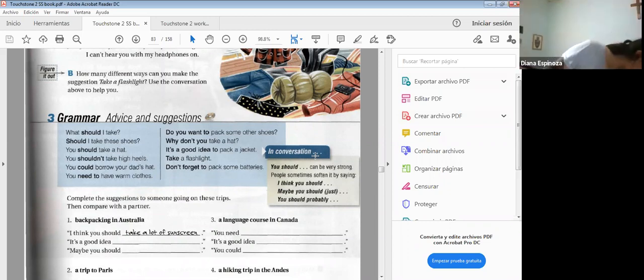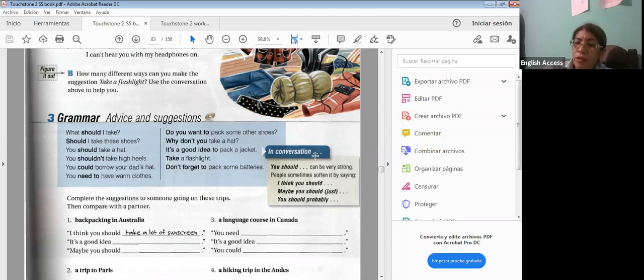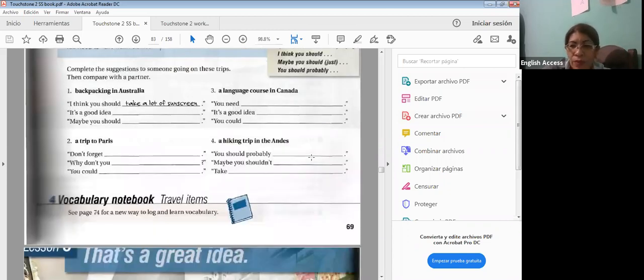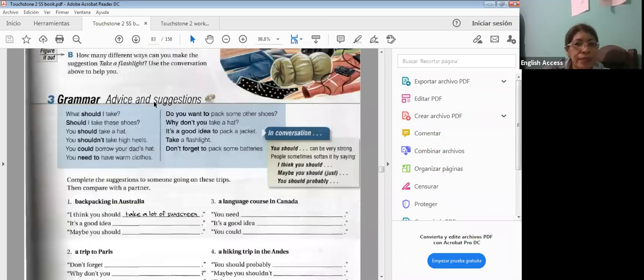No. Okay. Well, we have a little box that says in conversation. You should can be very strong. People sometimes soften it by saying, I think you should, maybe you should, probably. Okay, if you want to sound softer, you can use these expressions. Okay, guys? So we don't have time. So you have to finish this part next week.